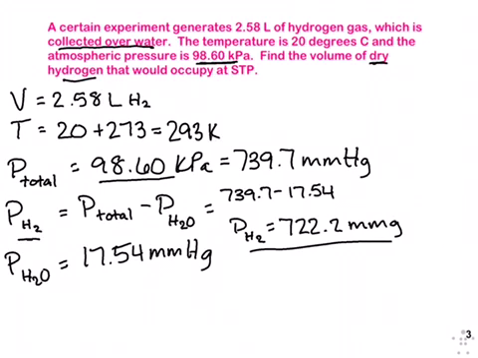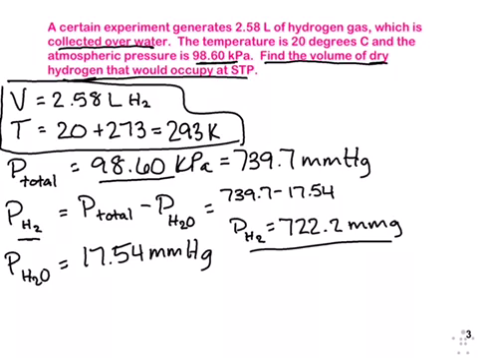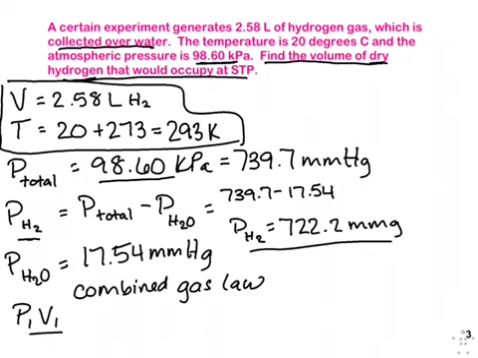So that was the first step. Then your second step is asking you to find the volume of dry hydrogen that would occupy at STP. So here we are comparing a volume and a temperature and pressure that's not at STP, the parts that were given to you previously in the problem, and they want to know what that would be at STP. So we should use the combined gas law, which, if you remember, is P1 V1 over T1 equals P2 V2 over T2.